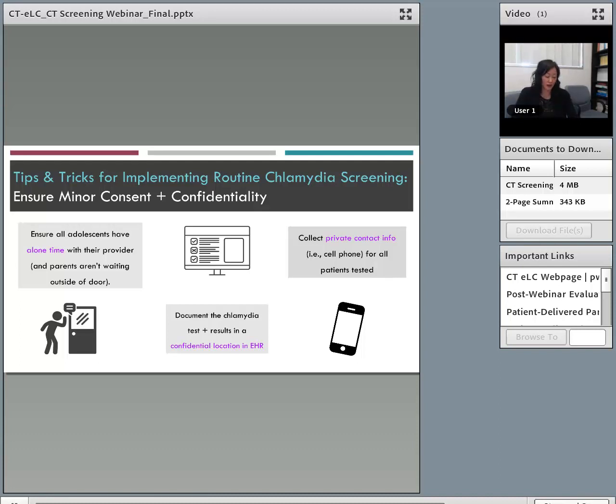And then one thing about, if you test a minor patient for any test covered under minor consent laws, including chlamydia screening, it's important to have private contact information for the person where you can reach the patient directly with their results. And I would have to say the majority of our adolescent patients do have a cell phone.